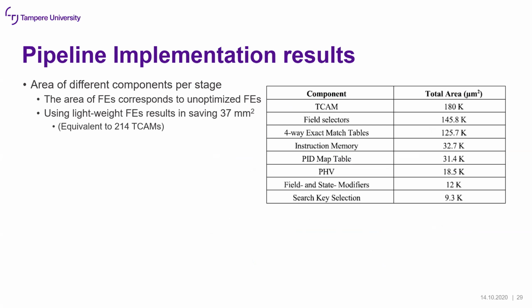Then here we can see the area breakdown of the components in each stage of the pipeline. So obviously the TCAM consumes a lot of area, and after that the field extractors. But then we analyzed the packet processing programs, and we realized that we can use smaller field extractors without loss of functionality, and thereby we had savings of 37 millimeters squared, which is equivalent to more than 200 TCAMs.